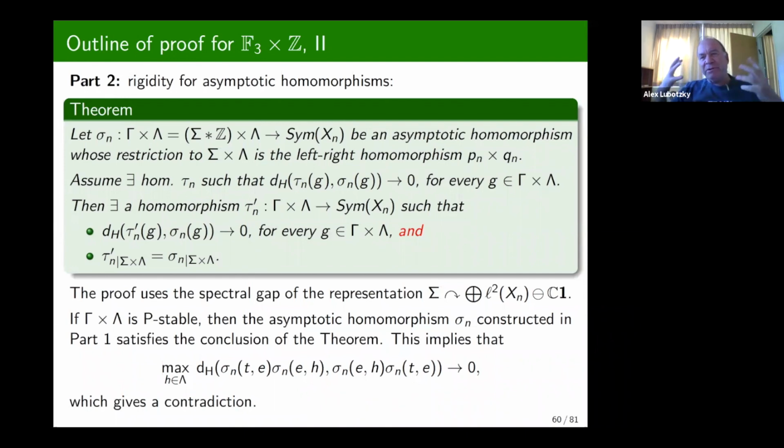Yeah, you are right that once you get this condition, it becomes very explicit, very easy. So I think you get a contradiction very hands-on. Because you see sigma n of t and identity is very specific, in fact. Especially for the integers, you can write down a formula. All right, so this was the outline of the proof for F3 times Z.